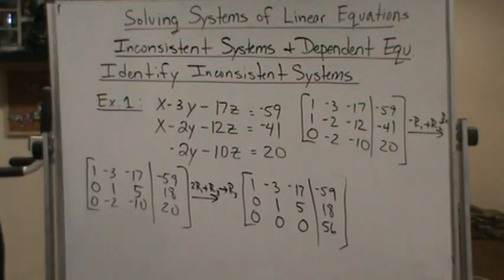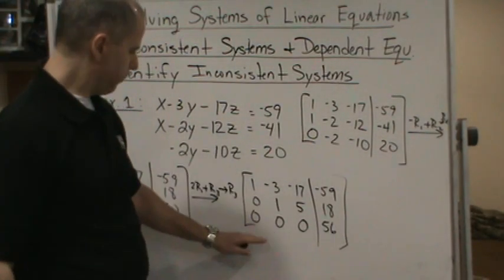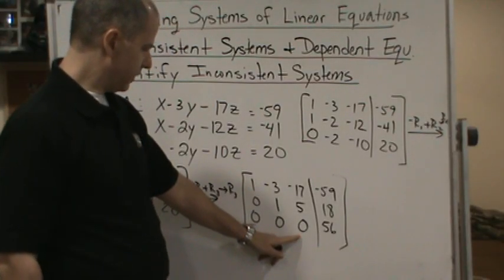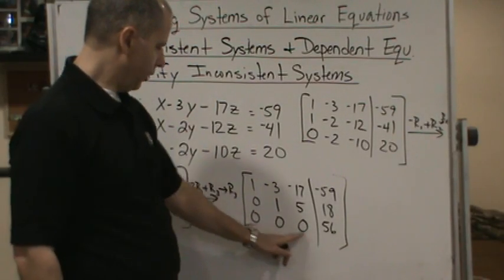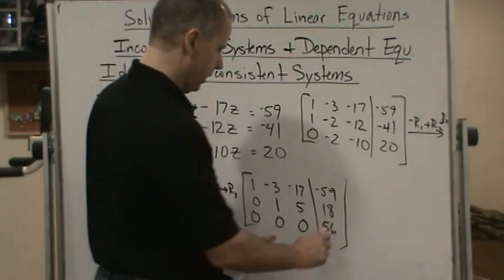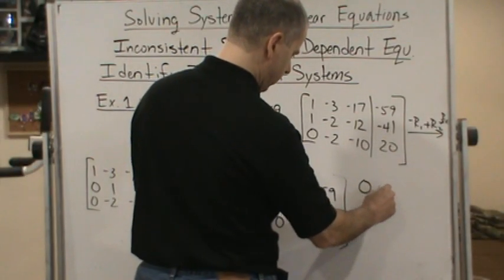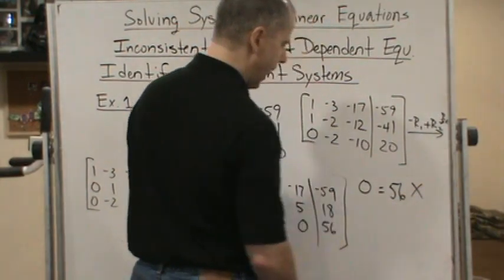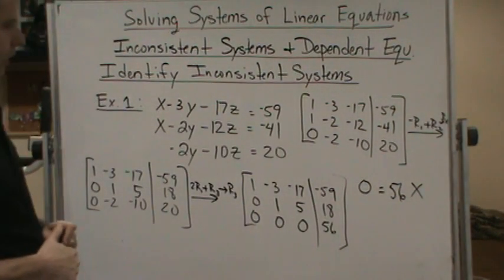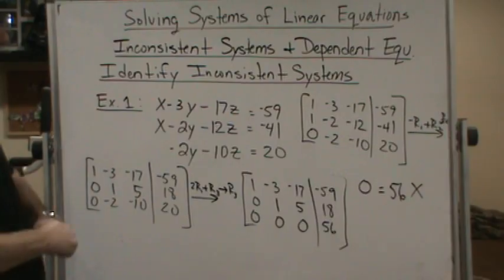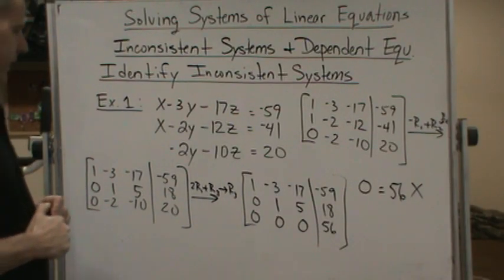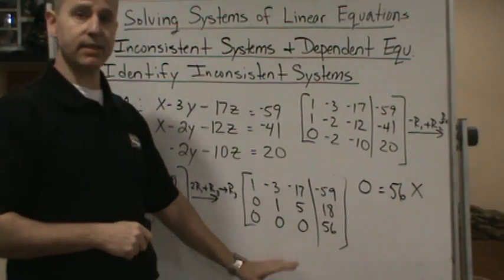And so if we look at the last row, what does this tell us? This is saying 0 is equal to 56, which is not true. So that is a contradiction, which means that this is an inconsistent system.